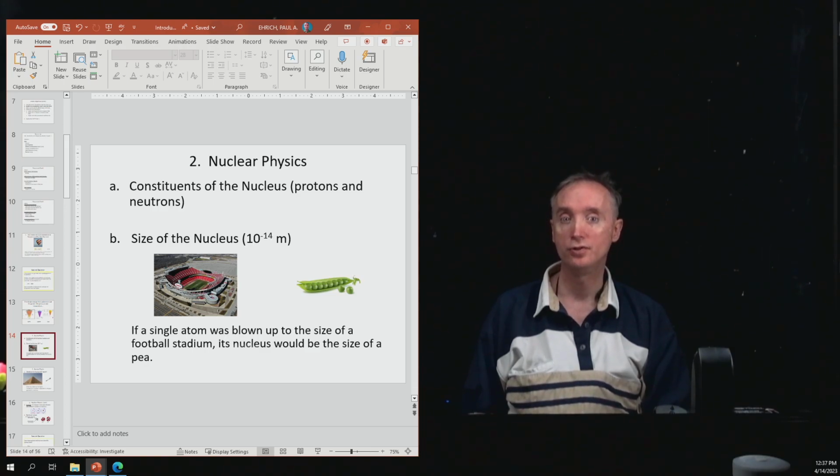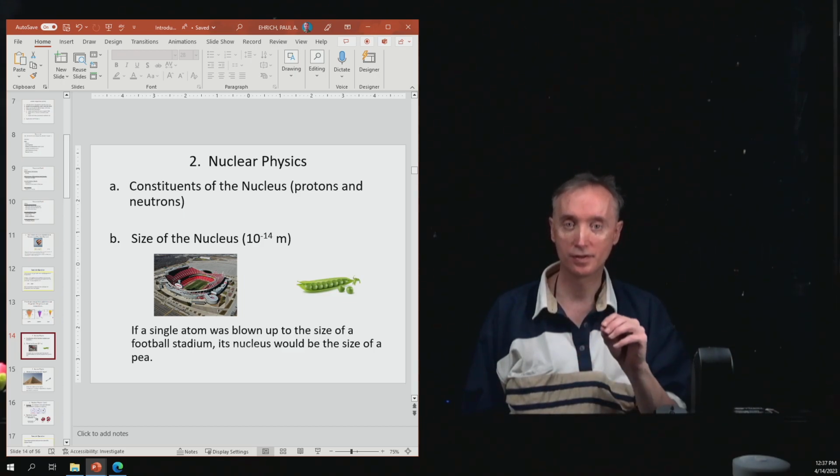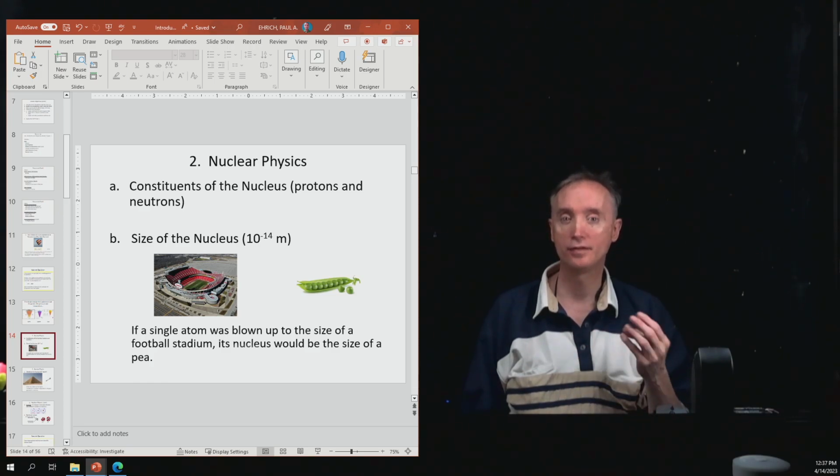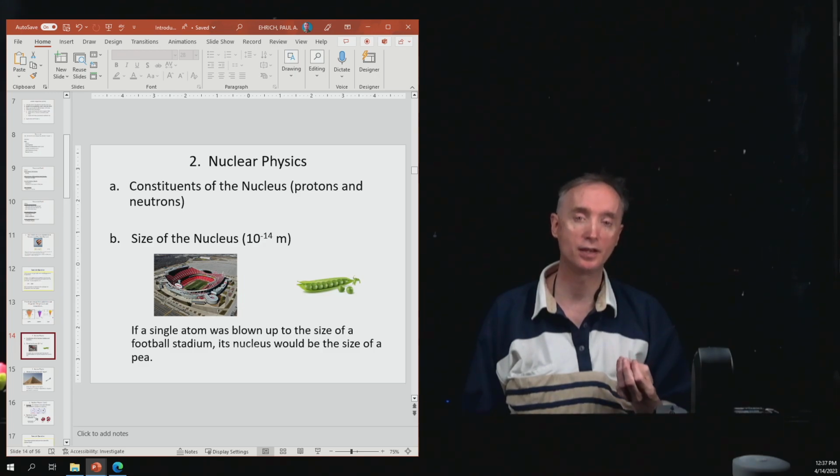Okay, then you should have a rough idea for how big the nucleus is. It's small, so you don't need to know that particular number, 10 to the negative 14th meters. But you should have an idea for that. If you were to take a single atom and blow it up until it's the size of a football stadium, then a pea would represent the nucleus. So the nucleus is very small compared to the atom.